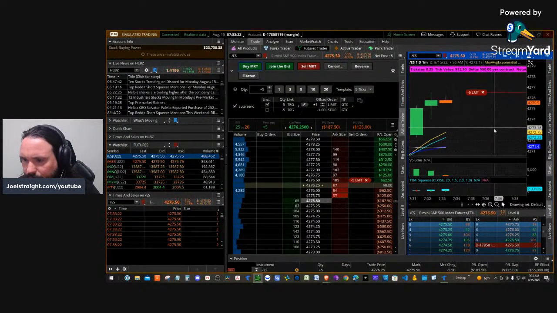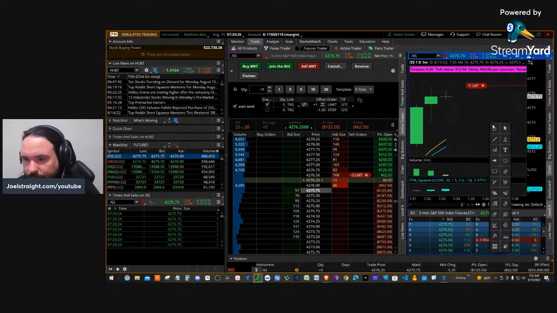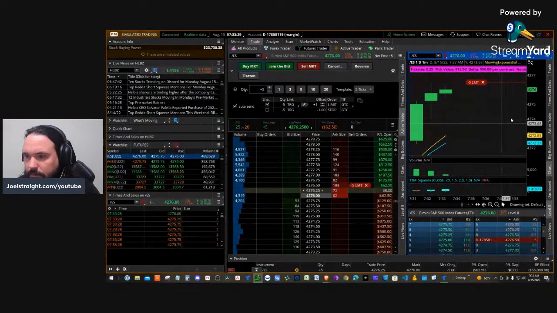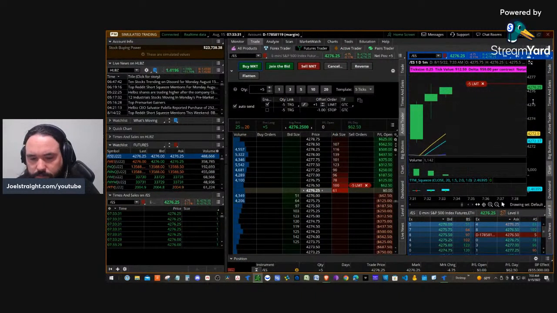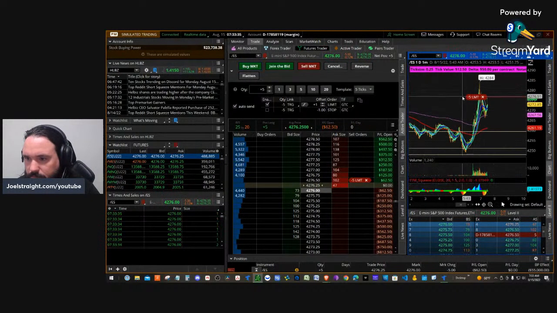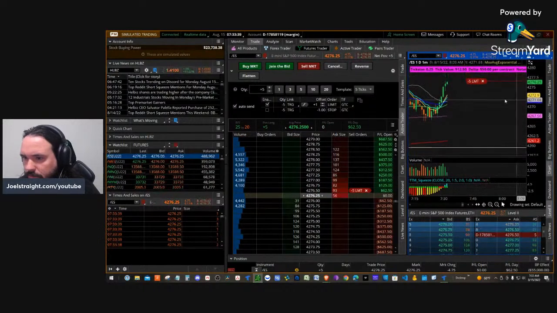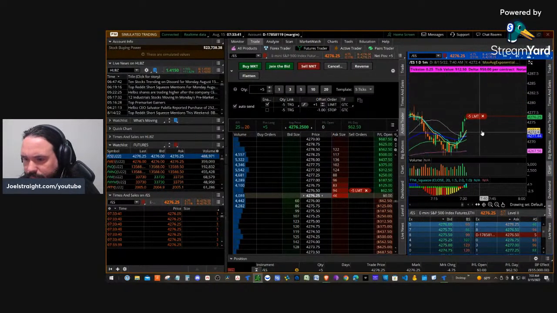We got this tiny little pullback going on here. I might hold through this pullback because I'm pretty sure it's going to bounce up. Come on now. No, you want to. I honestly think I filled myself just a little high on that one. Okay.